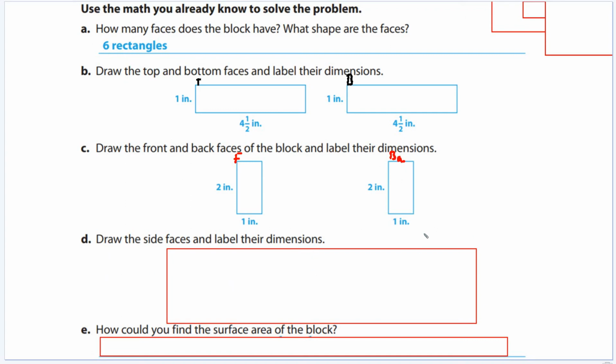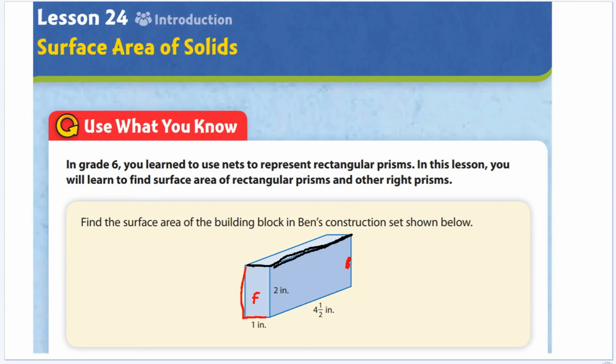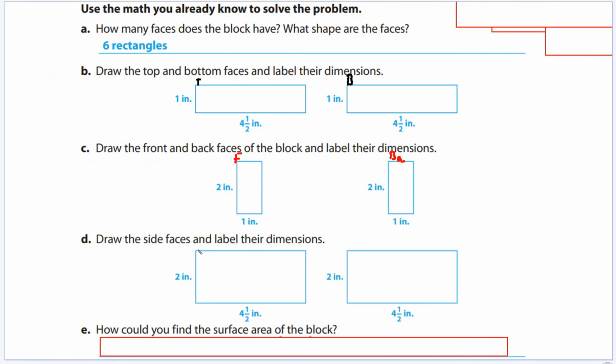Now let's look at the side faces and label the dimensions. So they will be 2 inches by 4.5 inches. Let's see why. Here's another, again, different color here. Let's go with green. 2 inches by 4.5. That's the right side, and obviously, like we said before, then there's the left side. So I'm going to put right side and left side. There they are.